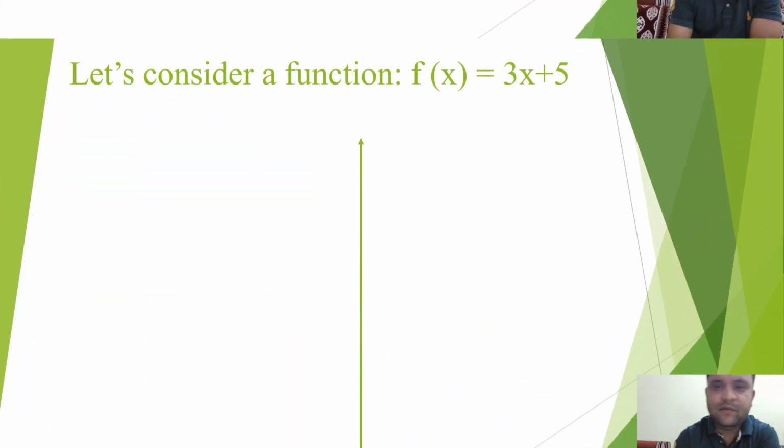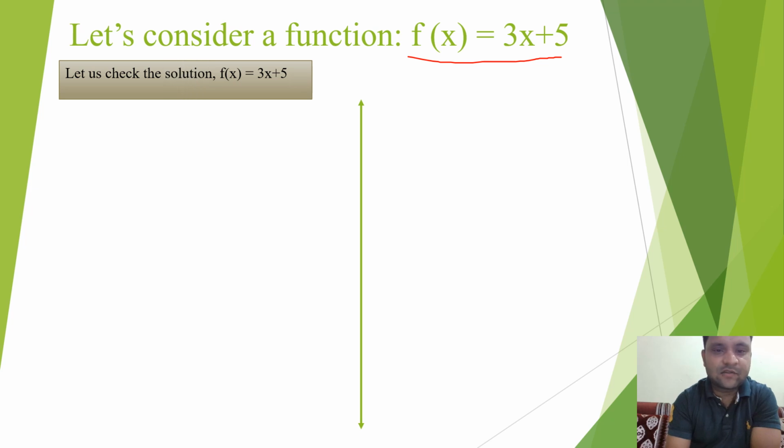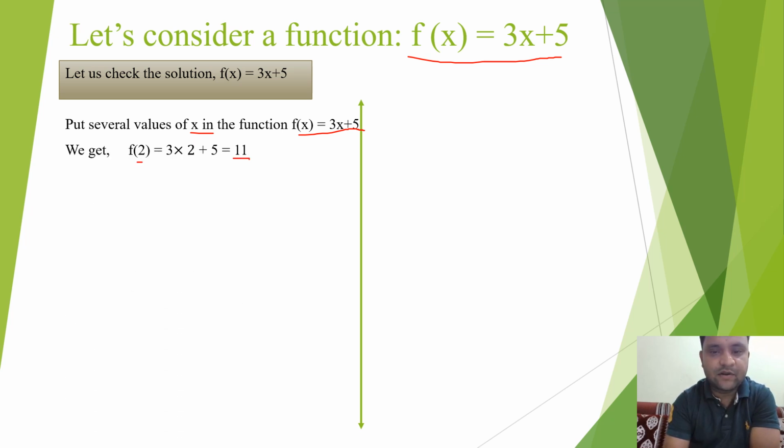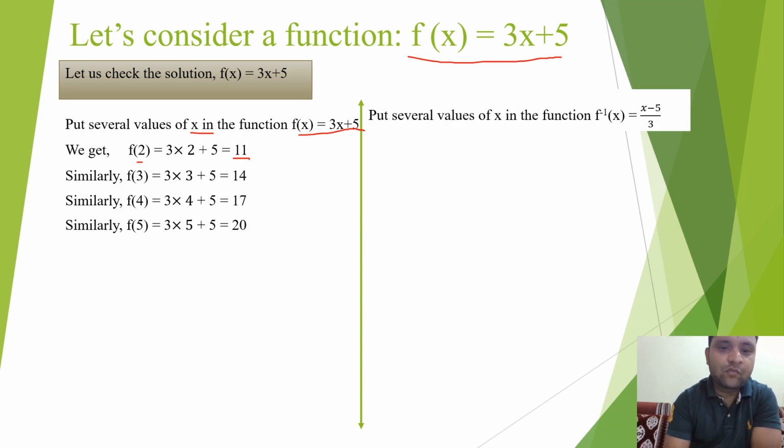Now we'll verify why our answer is correct. We had f(x) equal to 3x plus 5 in the given equation, so now we will check the solution of this problem. We'll put several values of x in the original function f(x) equal to 3x plus 5. When we keep x equal to 2, this will give us 11. When we keep x equal to 3, this will give us 14. When we keep x equal to 4, this will give us 17. When we keep x equal to 5, this will give us 20. Then we are going to put these outputs into the inverse function.